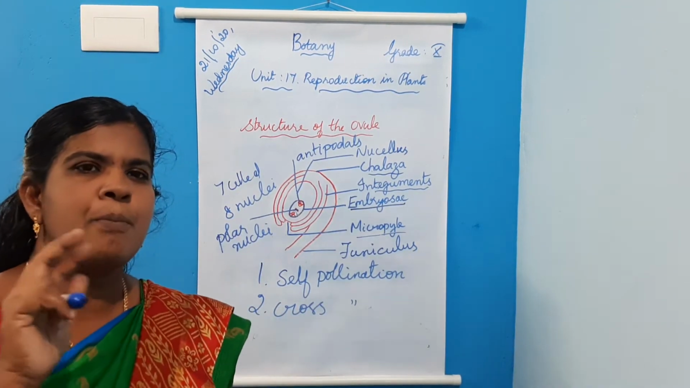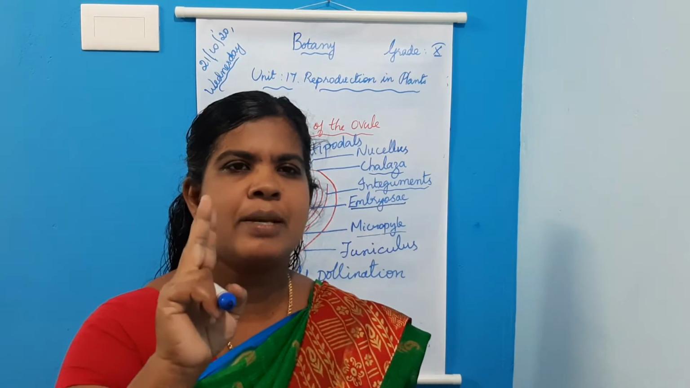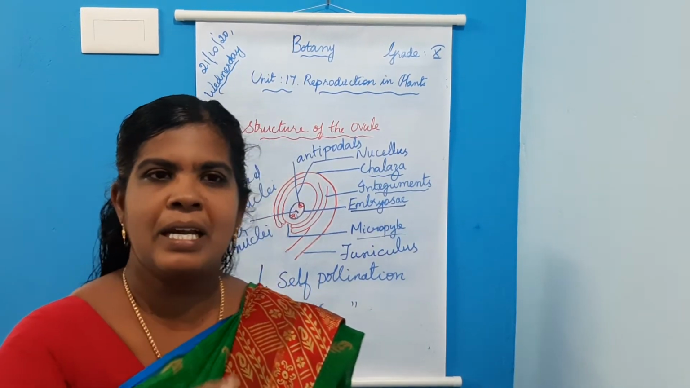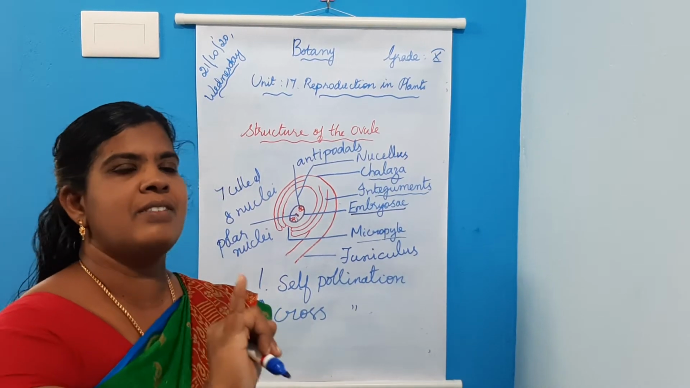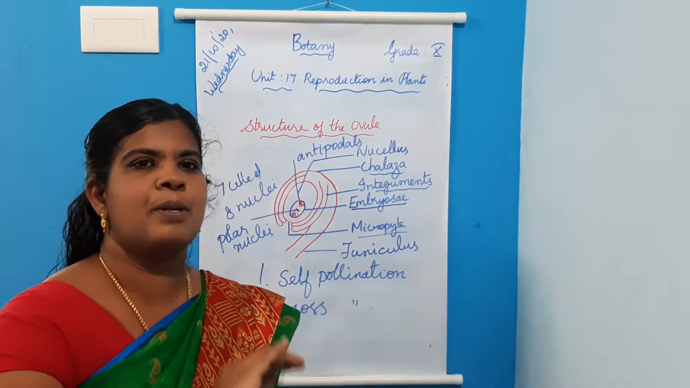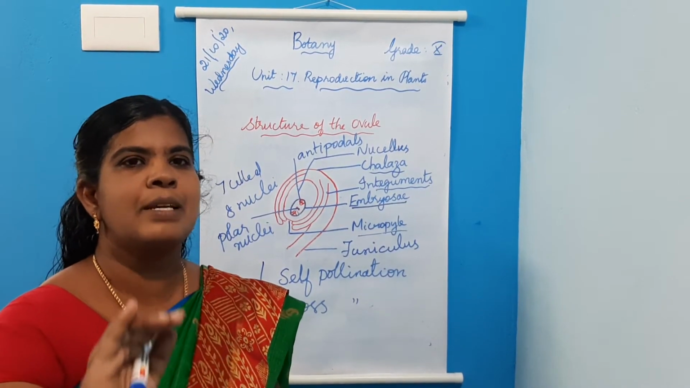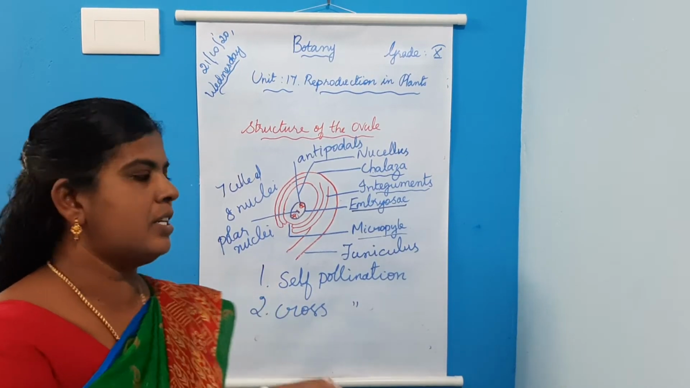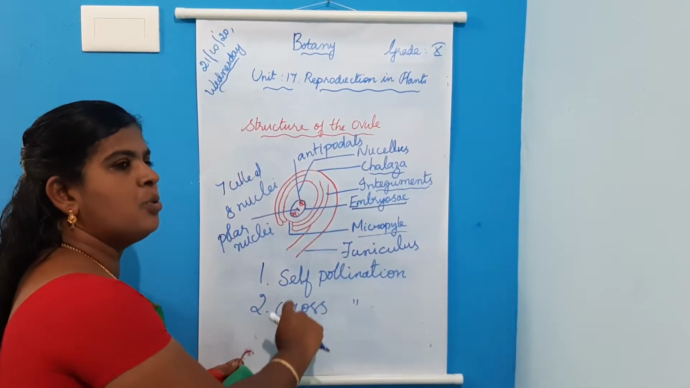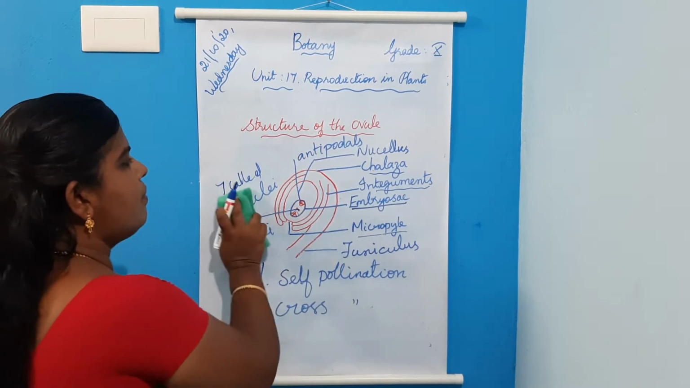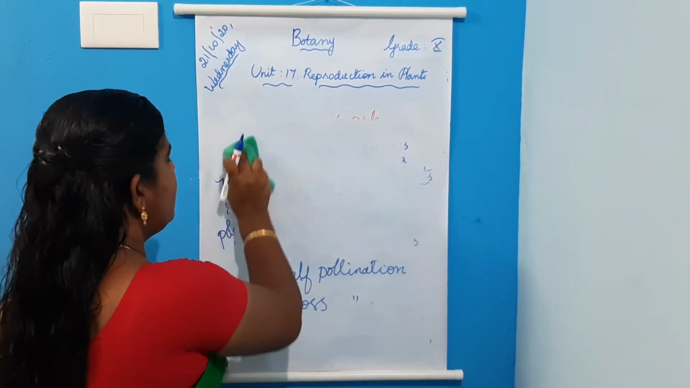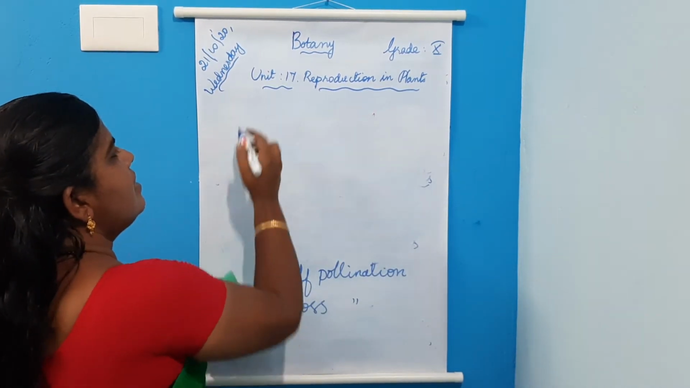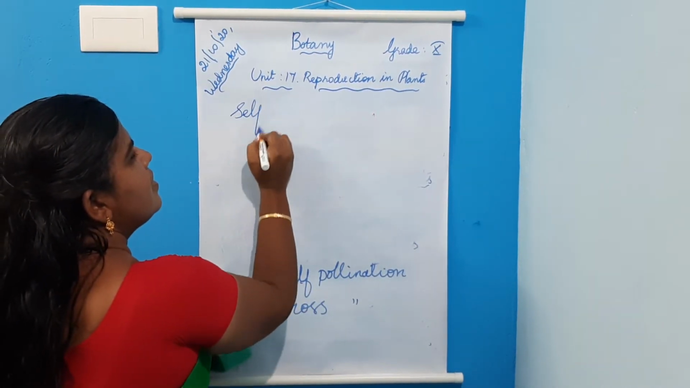So, what are the two important events in sexual reproduction in flowering plants? The two important events are pollination and fertilization. What is pollination? Transfer of pollen grain from the anther to the stigma of the flower is called pollination. There are two types of pollination: self-pollination and cross-pollination. What are the two methods of pollination? Self and cross.